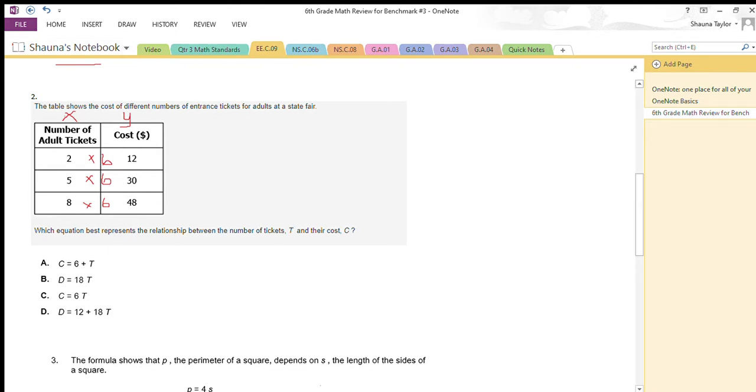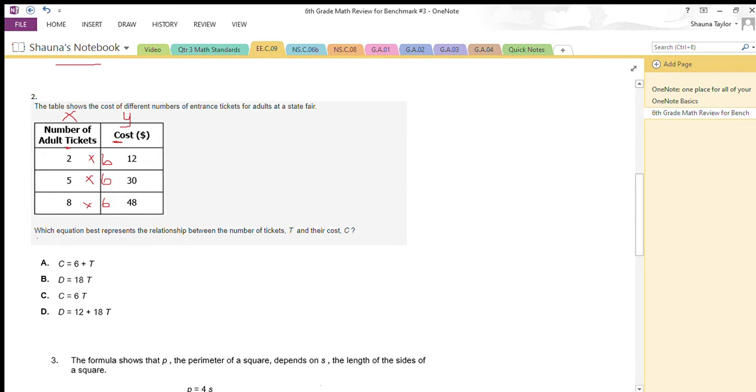All right, so X is my independent and Y is my dependent. So if you notice in the table, they're saying the word cost. And that's the letter C. And over here, the number of adult tickets, that's T. So I automatically go down to my multiple choice, A, B, C, and D. So I see the letter C, I see a T, I see the letter D. I don't know where they're getting the D from. I don't see a D anywhere up here.